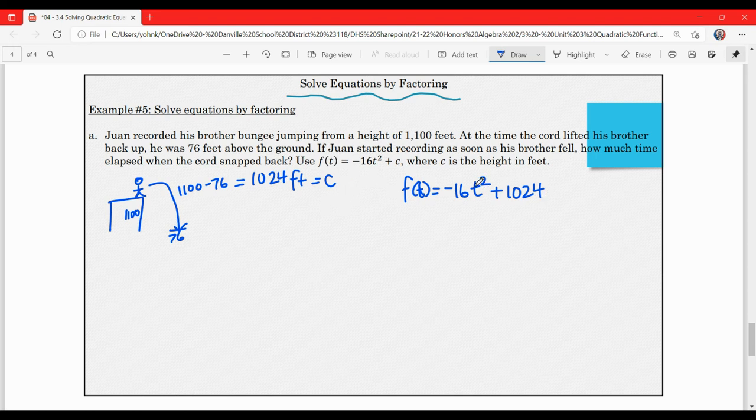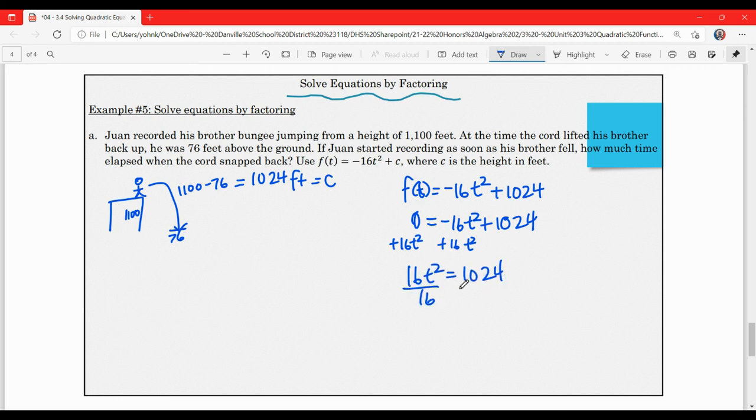Okay, I want the cord snapping back and I want him coming back. So that's when I would set this equal to 0. Now I need to solve for t, so I need to get the t by itself. I'm going to move the 16t squared to the other side by adding, just so it makes it positive. So 16t squared equals 1,024.